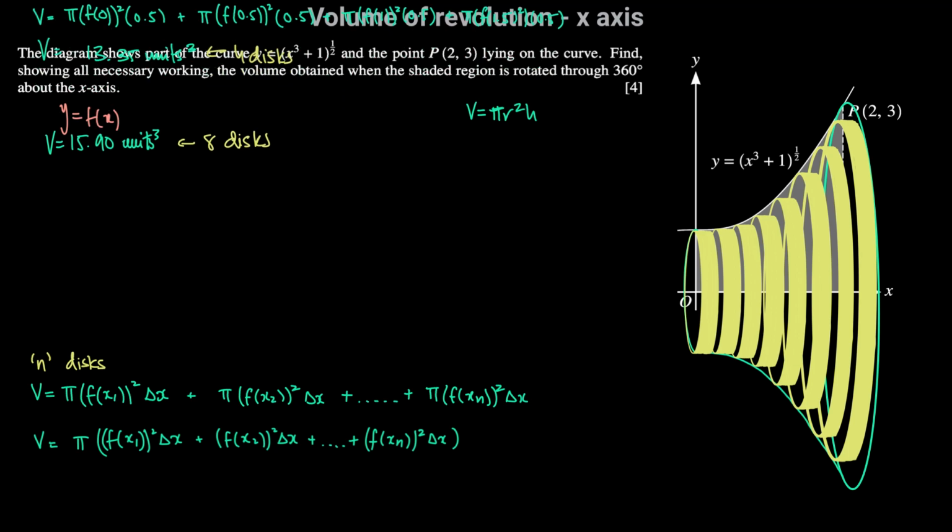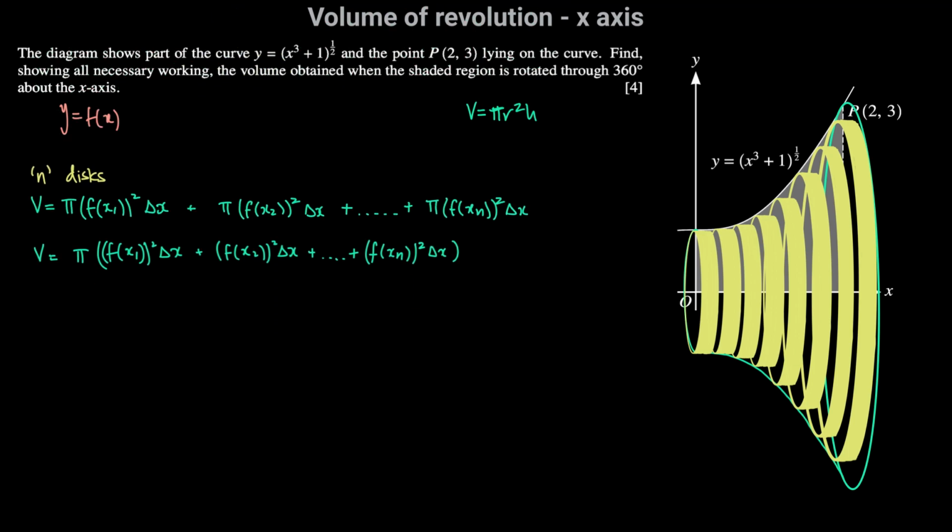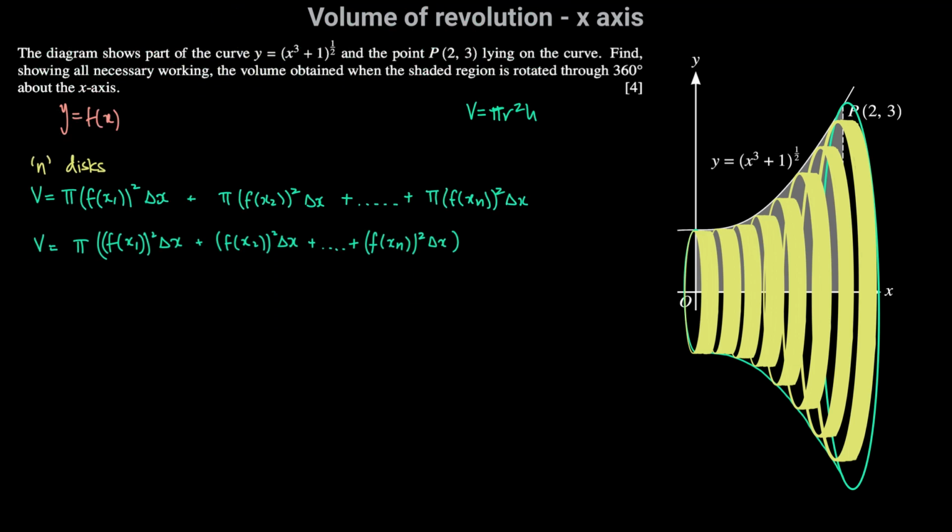Now since we want to find the volume of this shape over here, we know to get a better estimate for the volume, we have to increase the number of disks n. So we can say that we can find the volume of this shape over here if we have a very large number of disks. So as n approaches infinity, as n gets larger and larger, we can say that the volume of those disks is equal to the volume of the shape.